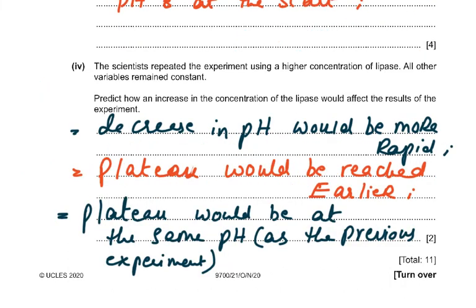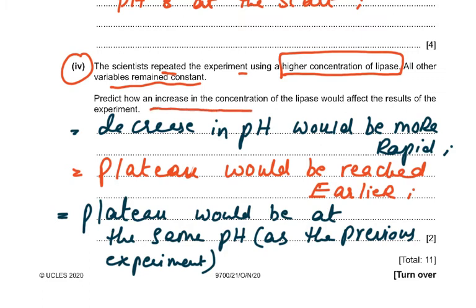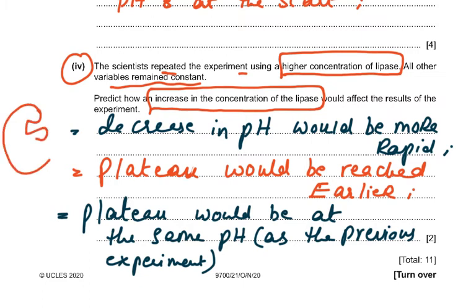And the last part of the question was: the scientists repeated the experiment using a higher concentration of lipase. Maybe they used 5%, now they're using 10% of lipase. All other variables remained constant, so substrate, temperature, everything remained constant. Predict how an increase in the concentration of lipase would affect the results. So what did we have? Say we had 100 lipase first, now we have 1,000 this time. So more active sites. The reaction is going to be faster. We have the same substrate, so it is going to be quicker.